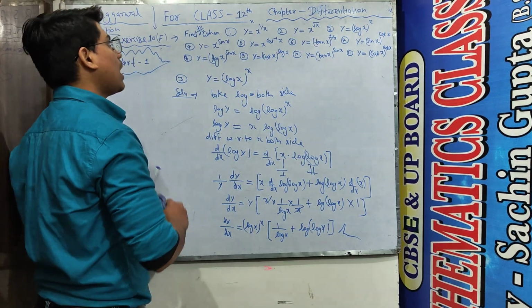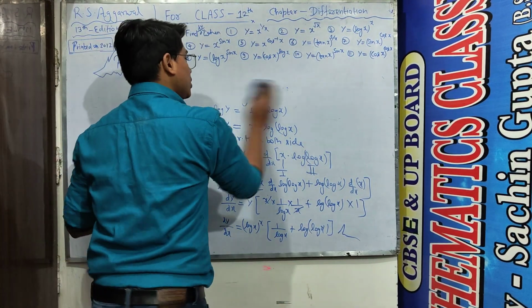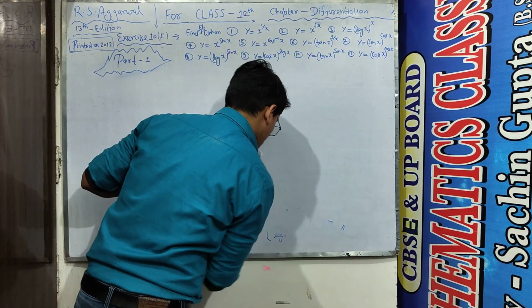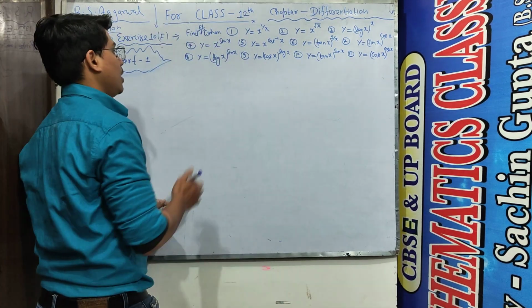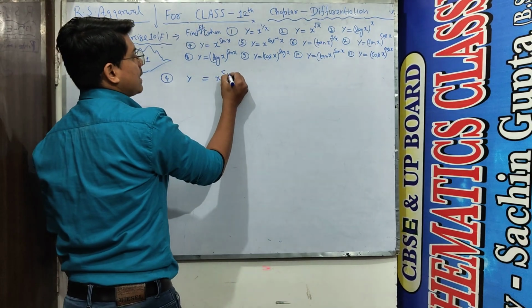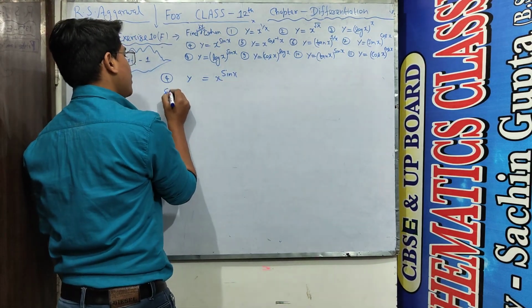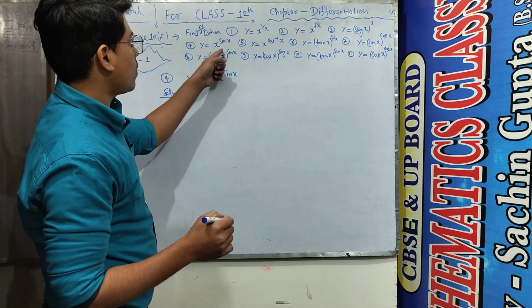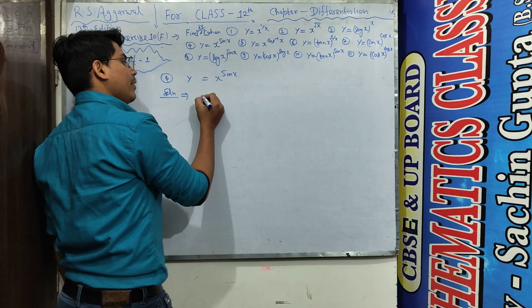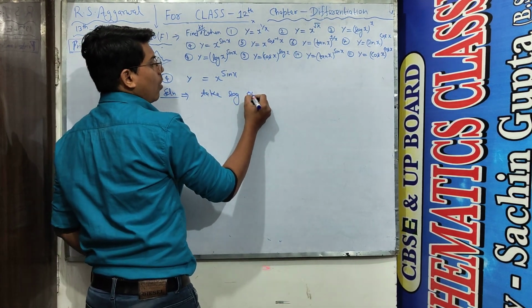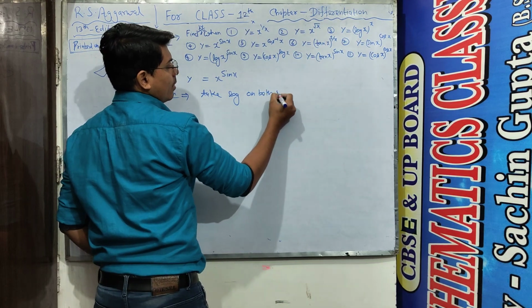Now we go to question number 4. Question number 4 is given to us like y equal to x raised to the power sin x. Now I take log. Here question number 4 is given y equal to x raised to the power sin x. We take log on both sides.